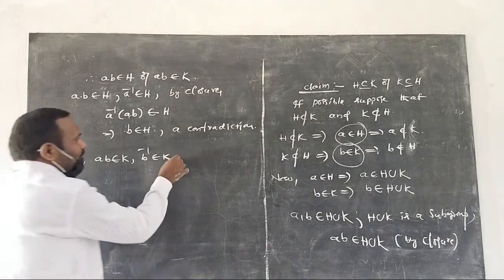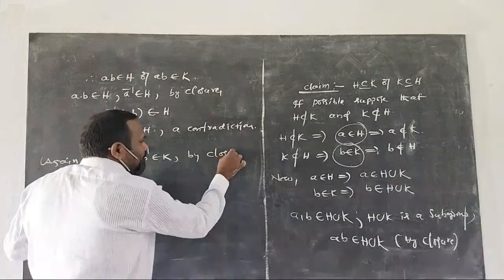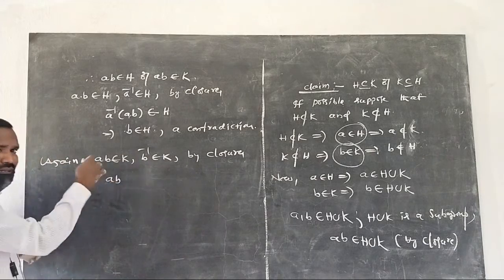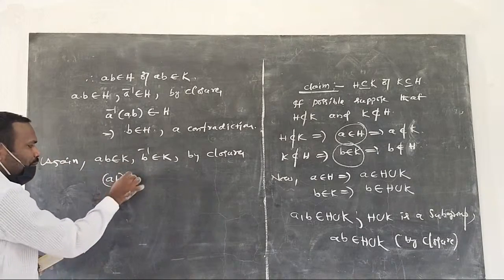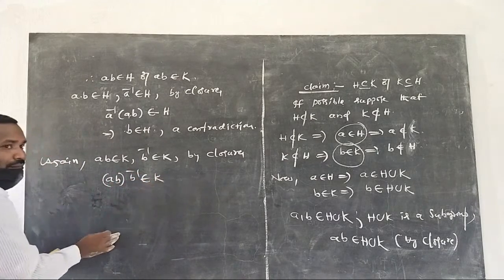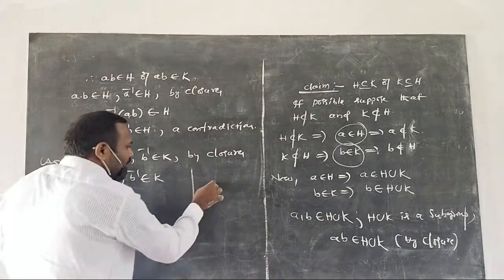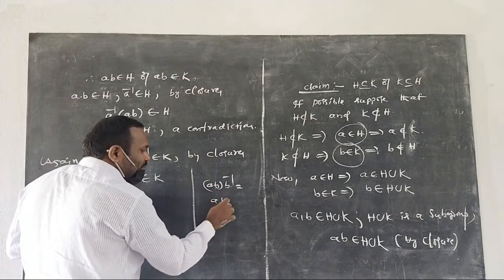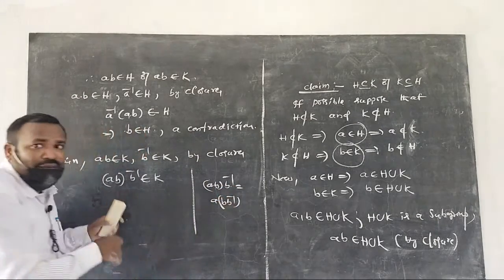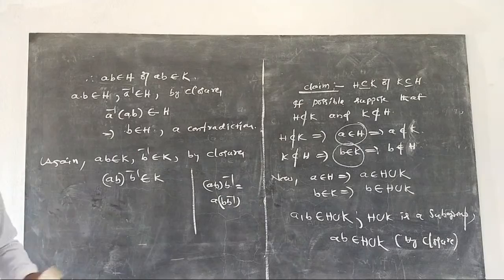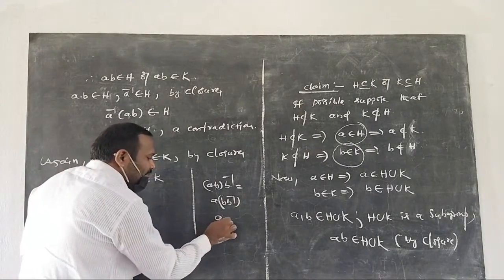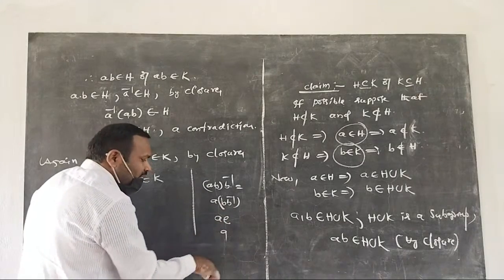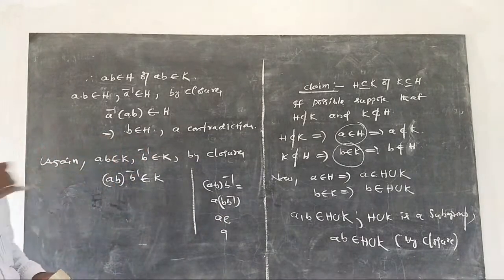By closure axiom, AB, their product is also in K అనమాట. AB into B inverse belongs to K. AB into B inverse, what is AB B inverse? This equals A into B inverse by associative. Associative ప్రకారం brackets can be changed. B into B inverse is E. AE means A. సో AB B inverse is A అనమాట.